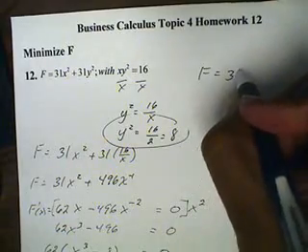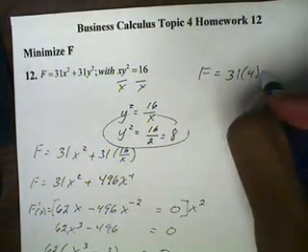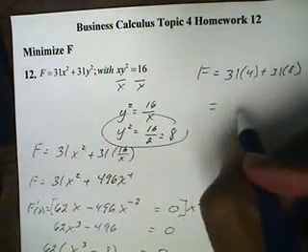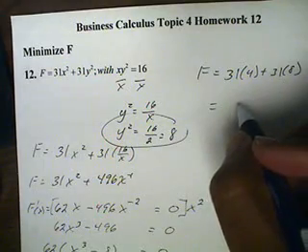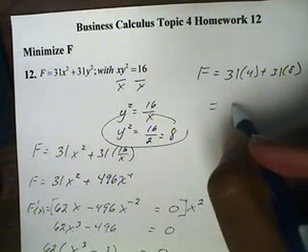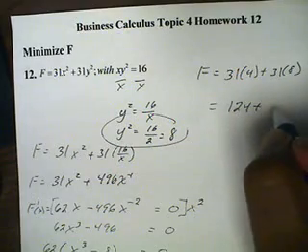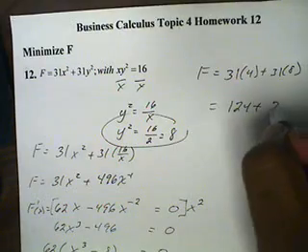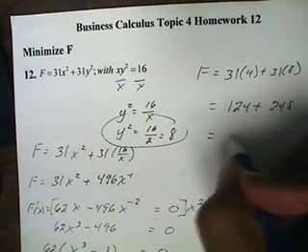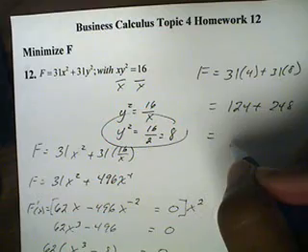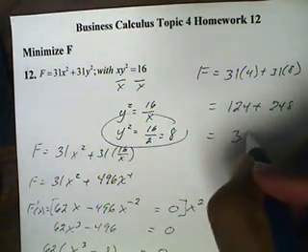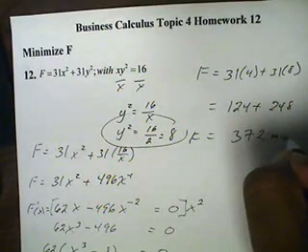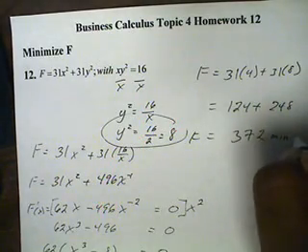f equals 31 times x squared, which is 4, plus 31 times y squared, which is 8. Okay. 31 times 4 is 124, and 31 times 8 is 248. And when we add these together, we're going to get 372 for a minimum value of f.